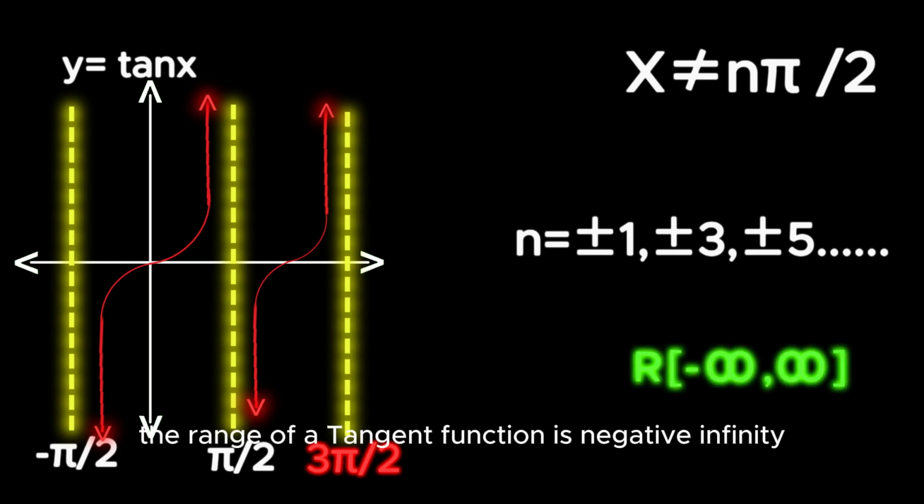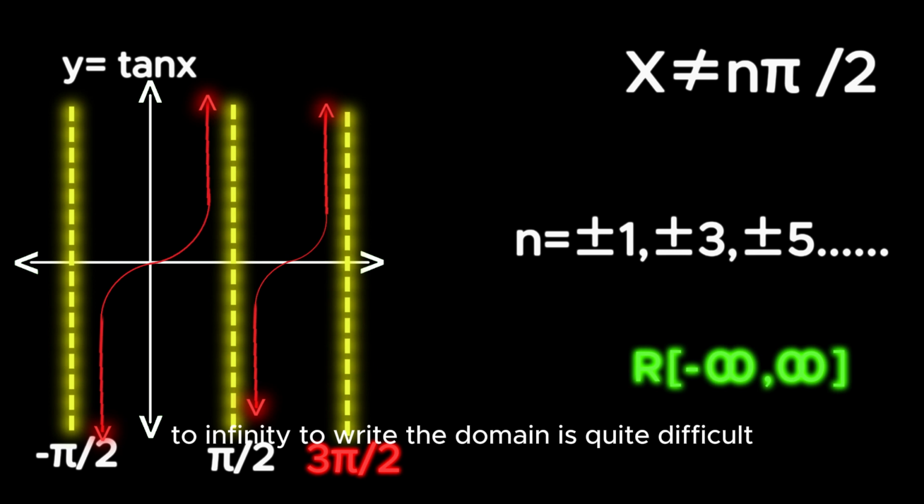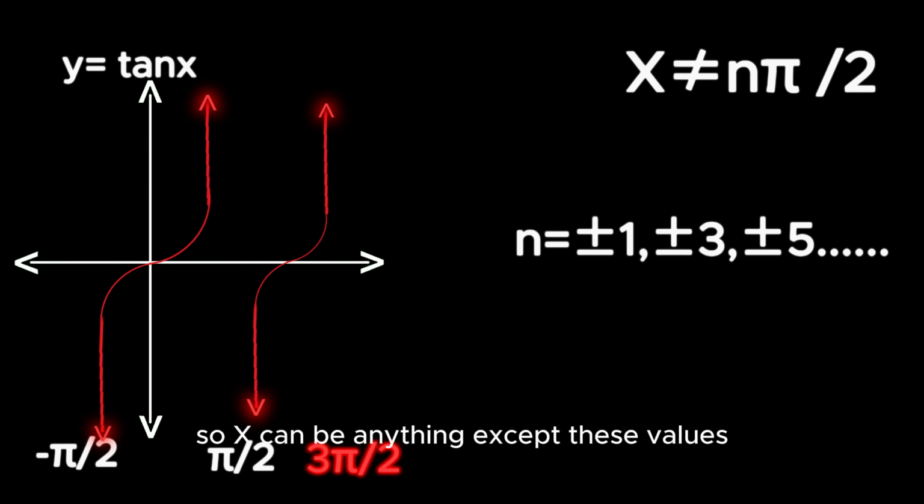The range of a tangent function is -infinity to infinity. To write the domain is quite difficult because this is going to go on forever. So x could be anything except these values.